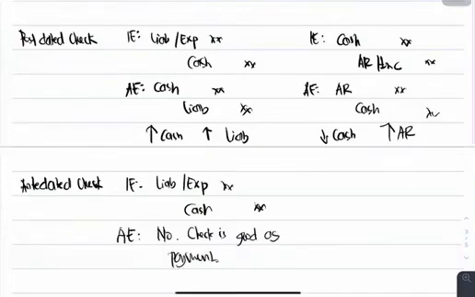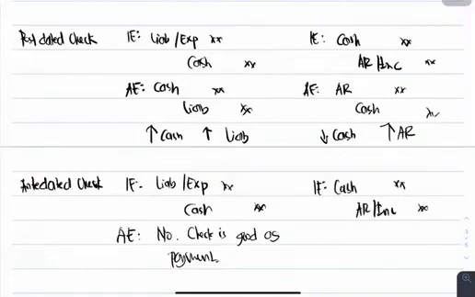Why? Because the antedated check is still a valid check. So just take note, although antedated, so long as it is not stale, it is still a good check. How about if you receive a check and the check is an antedated check? What is your initial entry? You debit cash, you credit accounts receivable or income.